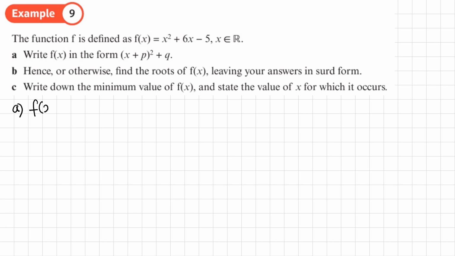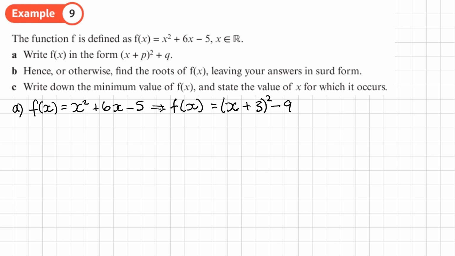So f of x is equal to x squared plus 6x minus 5. So from here, what we'll do is we'll say f of x is equal to x plus, now we want half of the number in front of x, the coefficient of x, which is going to be 3. So we have x plus 3 all squared, we're halfway there. Now, when I expand these brackets, I'll get x squared, which is what I want, plus 6x, which is what I want, plus 9. But I don't want plus 9, so I'm going to subtract that 9.